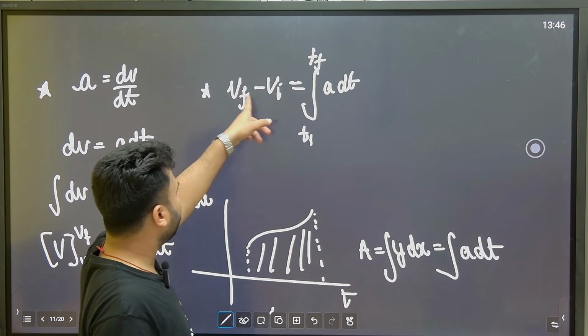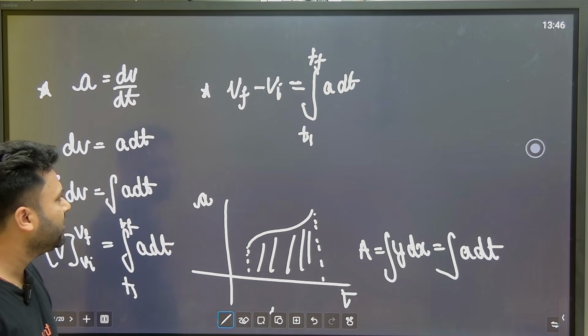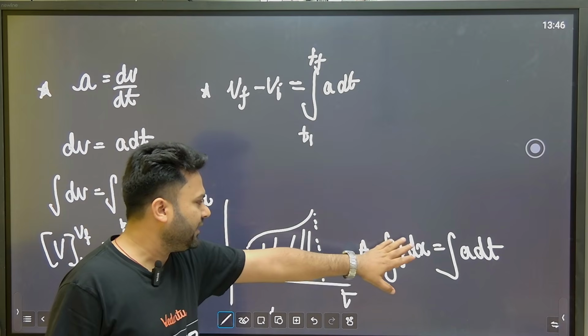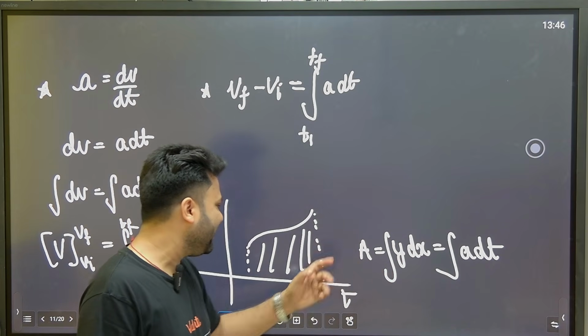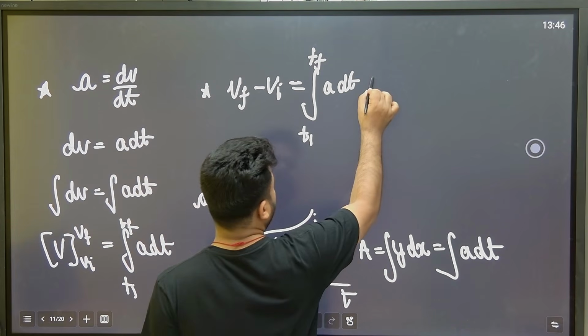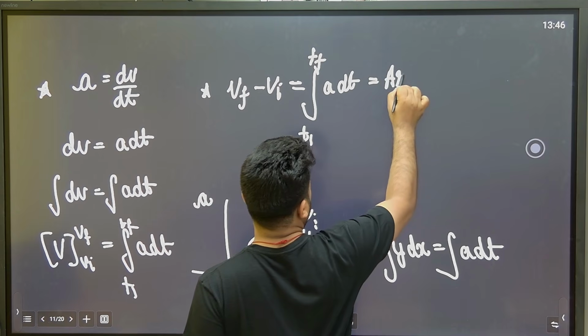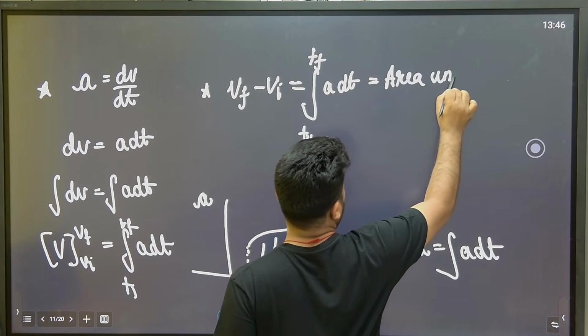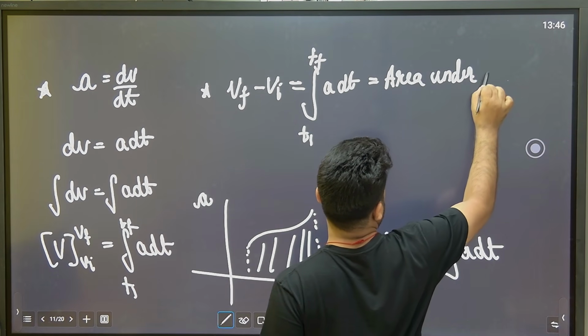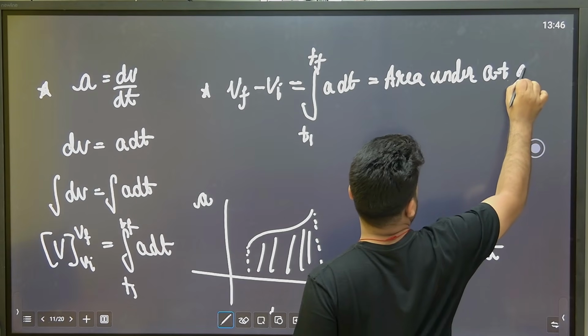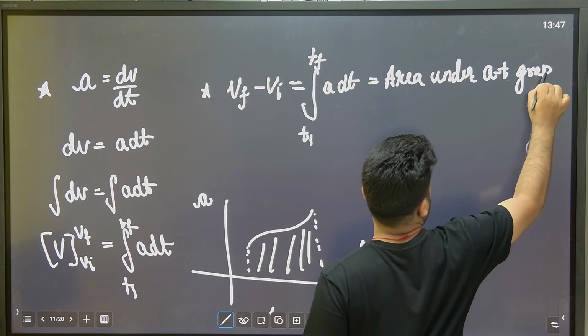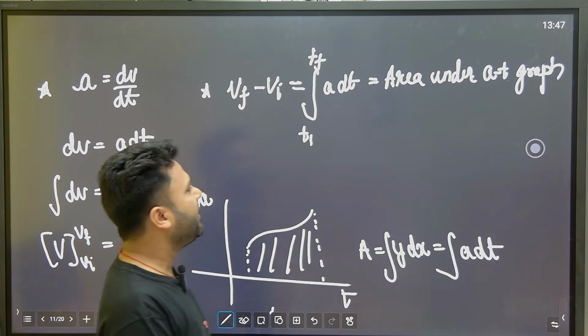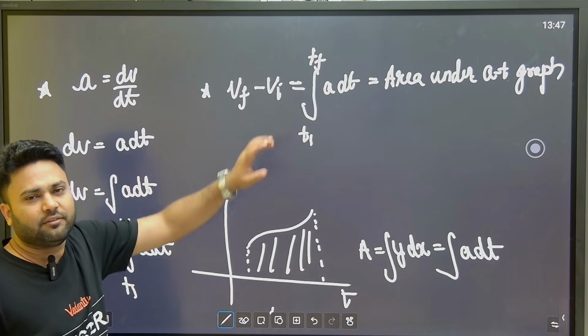But what is integration of a dt? Change in velocity. See, integration of a dt is the area under the graph. Area under which graph? Area under the AT graph. So if you calculate the area under the AT graph, it will give you change in velocity.